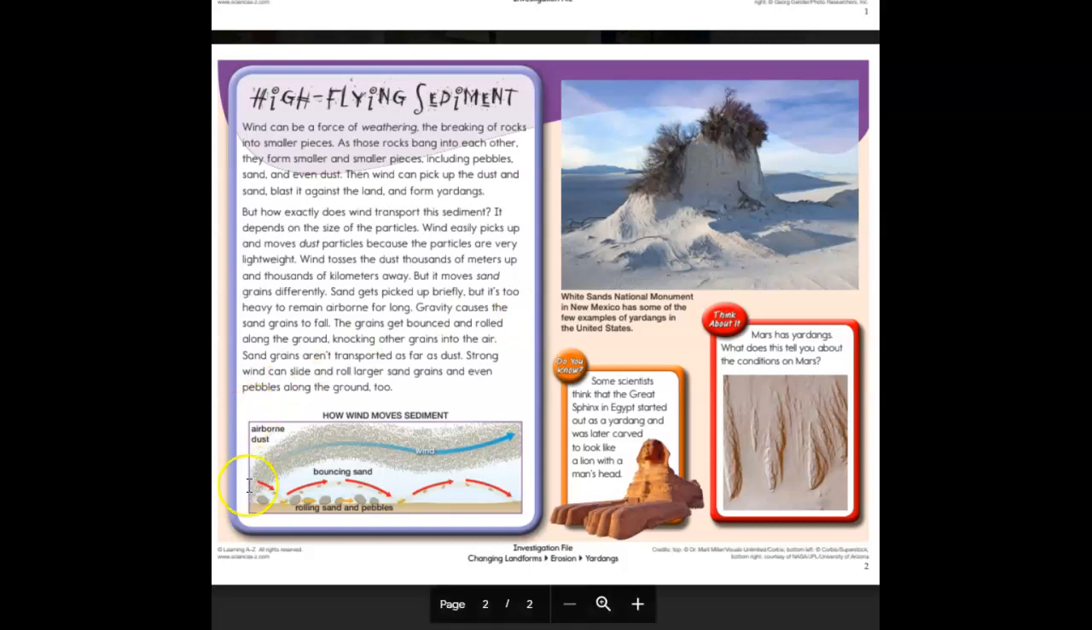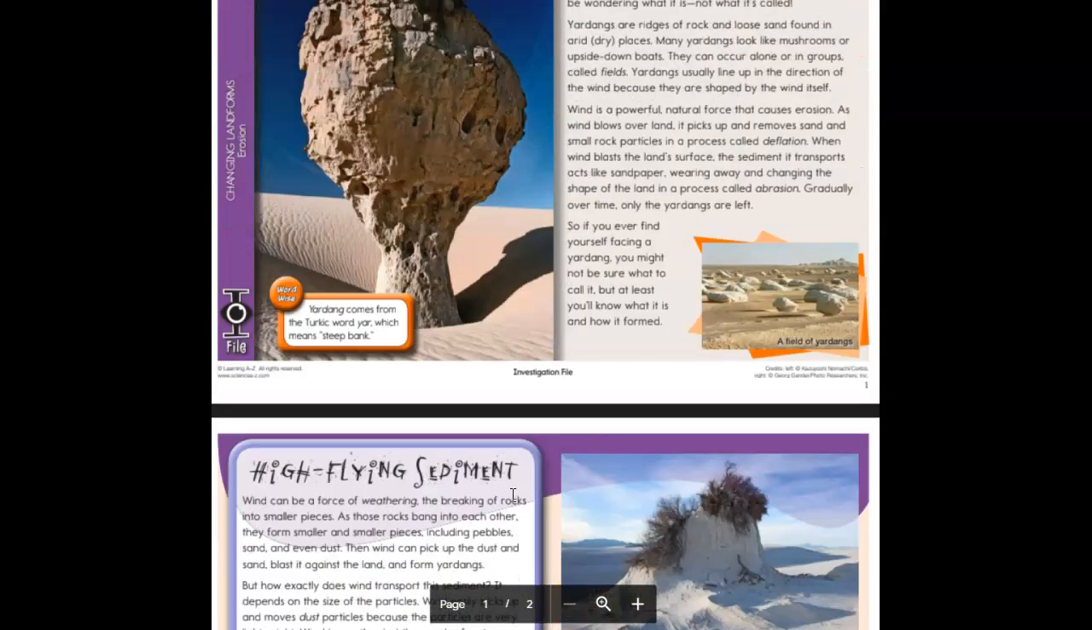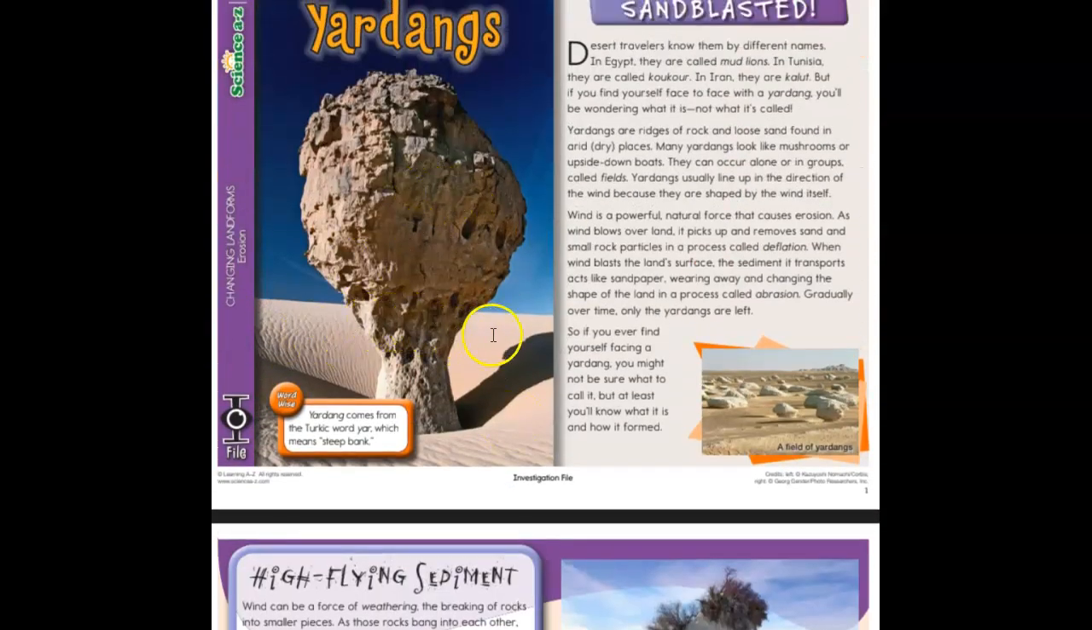So here we have a diagram showing that the wind is going to take the dust and blow it up, but the sand and the pebbles are going to kind of stay lower to the ground, which makes sense if you look at this, right? The bottom's worn away way faster than the top, probably because you got the sand and the pebbles kind of down at the bottom and the dust up at the top.